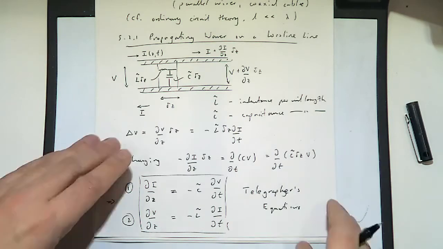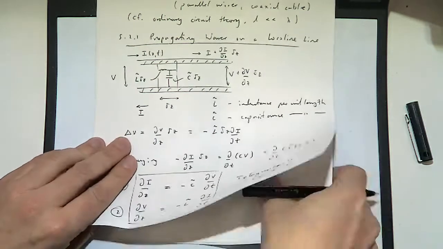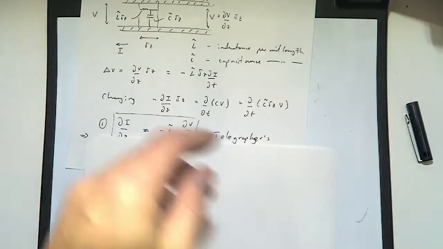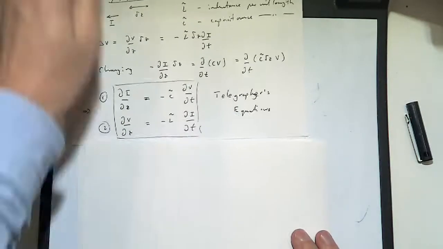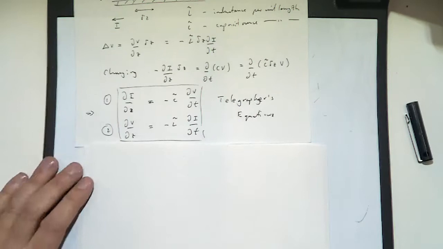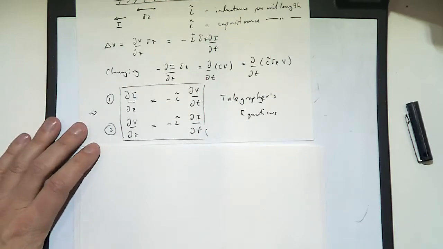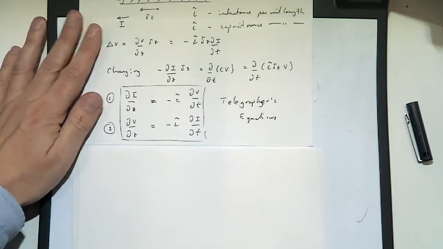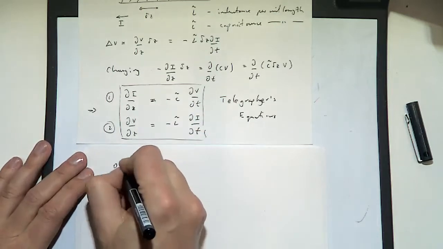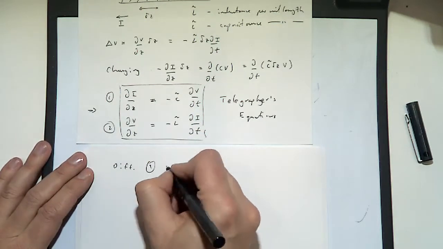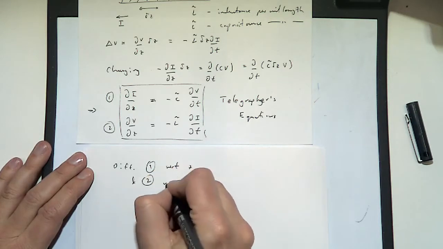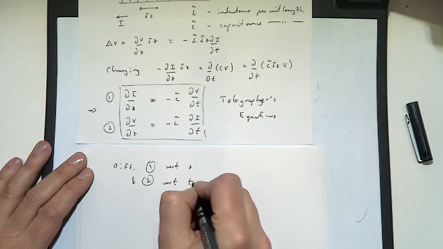Now, how do we turn that into what we want if we're thinking of waves travelling along that transmission line? That's what we're expecting to be important here. We want to differentiate, and we can differentiate two ways. The first way is we differentiate equation one with respect to Z and equation two with respect to T.